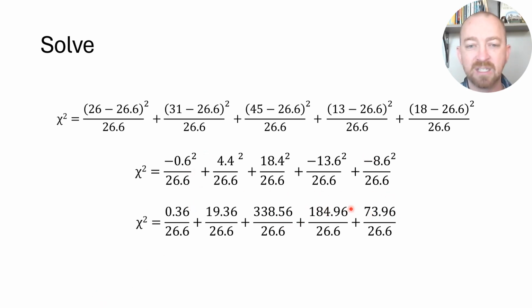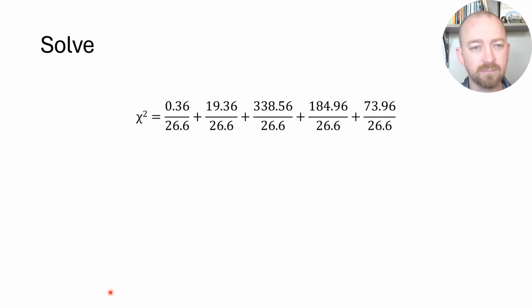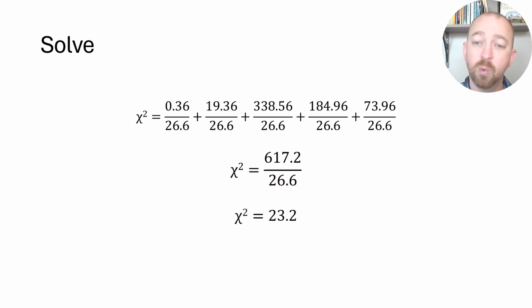Now what I can do is add straight across because they have the same denominator. If they don't have the same denominator, you can divide first, then add. That doesn't hurt anything. So all I'm going to do here is add across, and what I get is 617.2. Now I can divide it by that common denominator, 26.6. That, of course, gives me a value of 23.2. So in other words, my chi-squared value is 23.2.